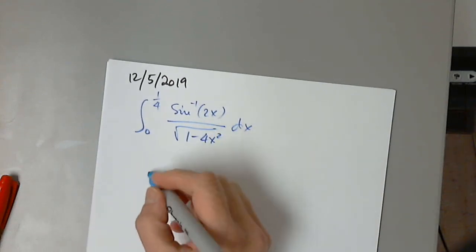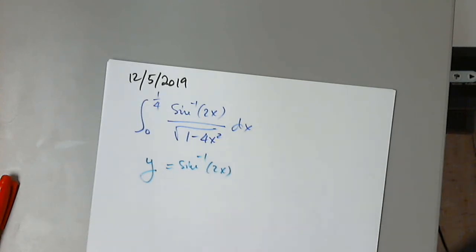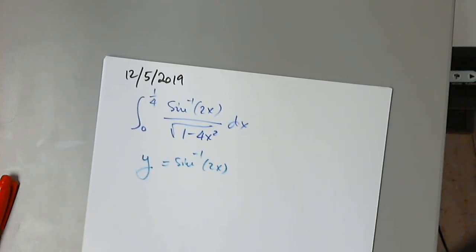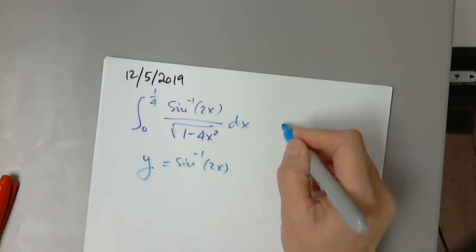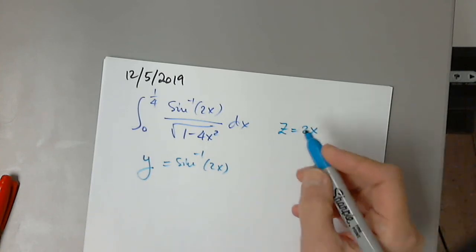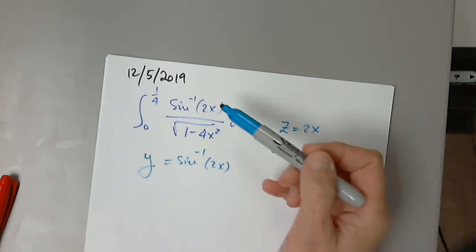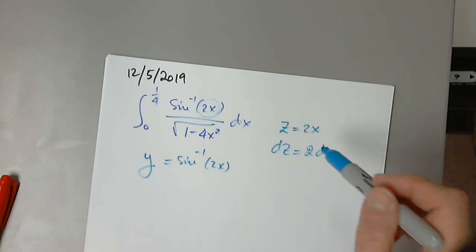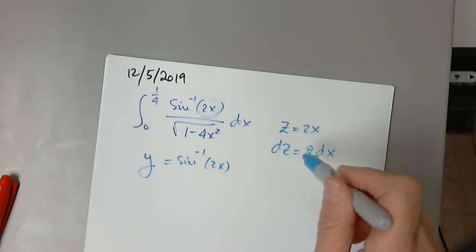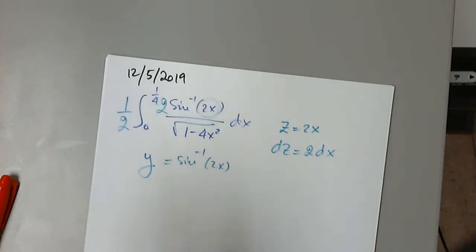What I recommended is, let's say, let y be sine inverse of 2x. Now, what I wrote in solutions is, first of all, I said, okay, so let's call z 2x. dz equals 2 dx. So first I changed the inside, denoting it by whatever letter you want. z equals 2x, dz equals 2 dx. So I made the adjustment for 2 and 1/2.